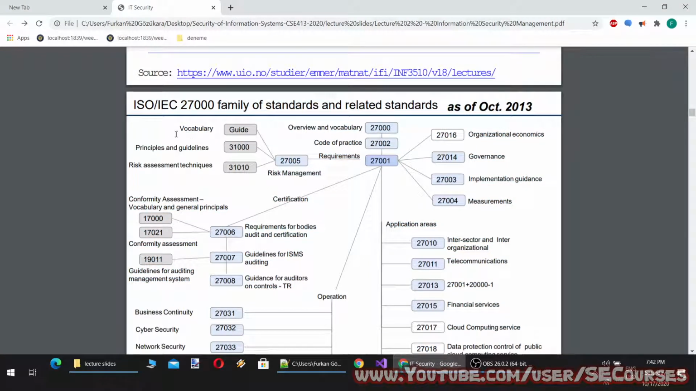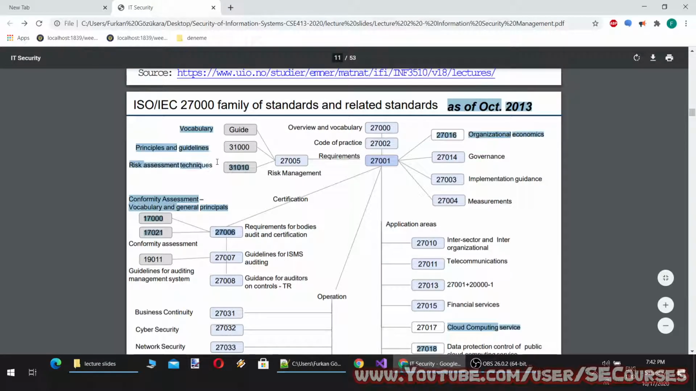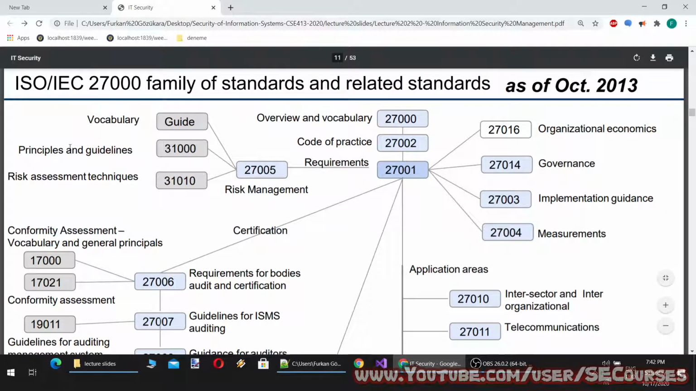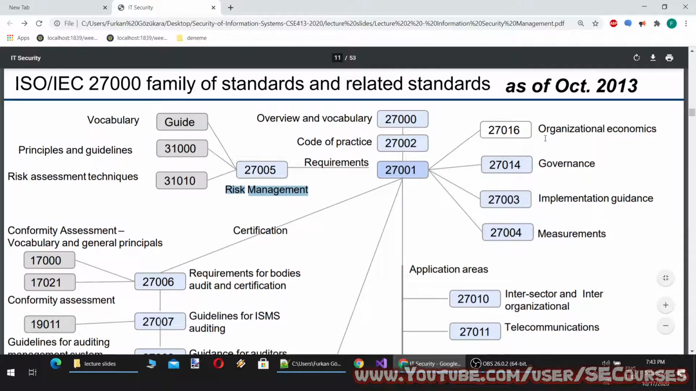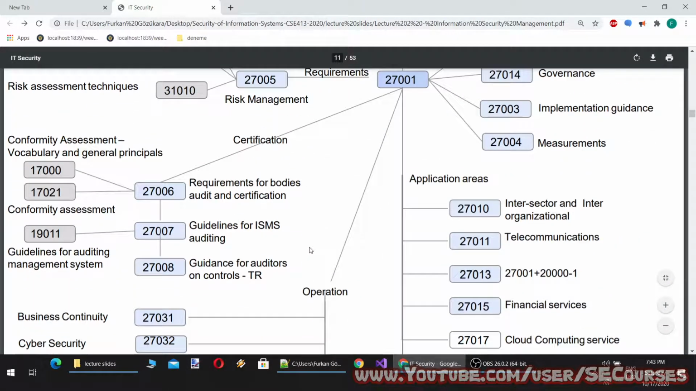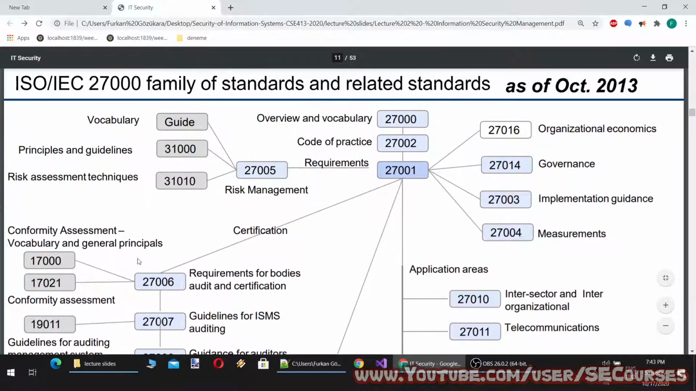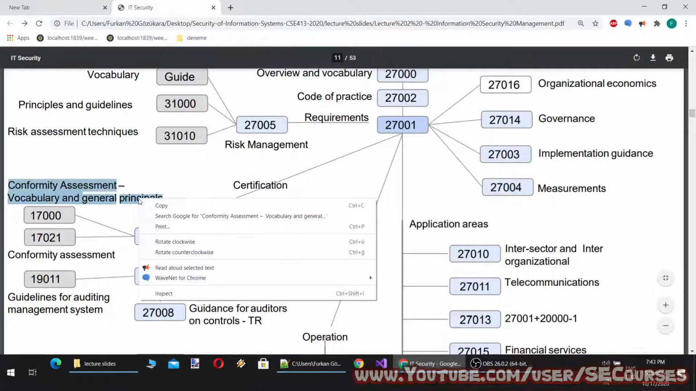Okay. So there is a family of standards and related standards: vocabulary, principles and guidelines, risk assessment techniques, overview and vocabulary, code of practice, requirements, risk management. You see, they have standardized everything with codes. An IT security professional or IT security governance would be required to follow all of these codes of practice, for example.